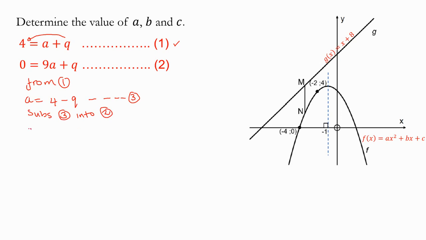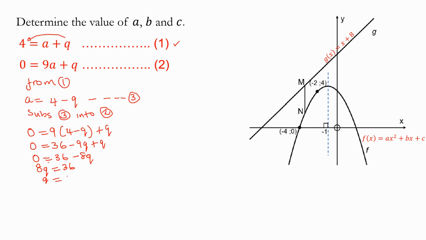So it's going to be 0 is equal to 9 times 4 minus q, plus q. And then let's remove the brackets and distribute 9. 0 is equal to 36, is it 36? Yes, and then minus 9q plus q. Okay, 0 is equal to 36 minus 8q. Let me just bring this negative 8q to the left hand side, becomes positive 8q. So 8q is equal to 36.